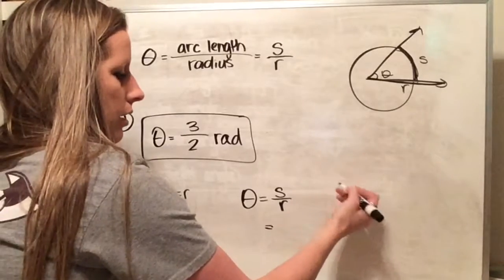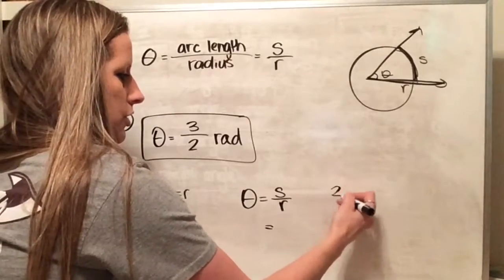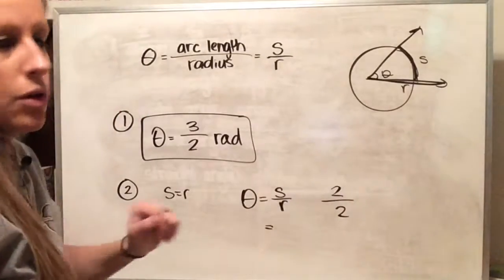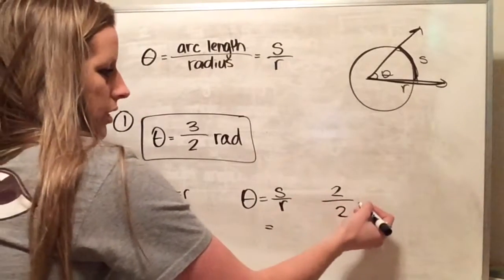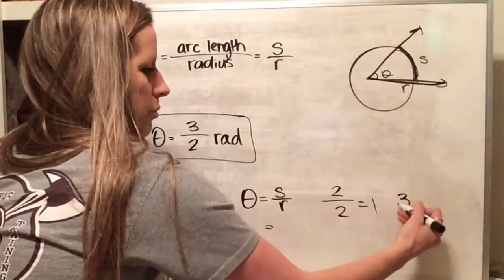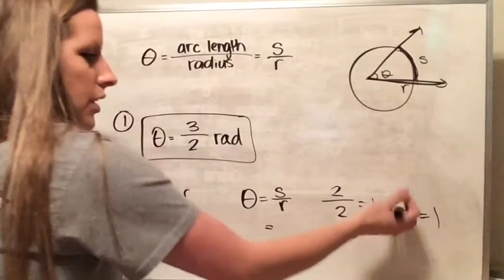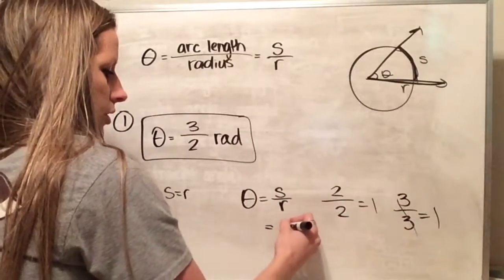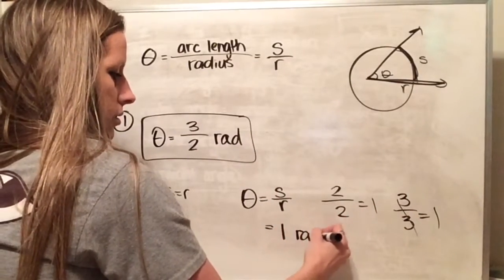If my arc length was 2 and they're equal, and so my radius is 2, what would that give you? It would give you 1. And that works for any number you pick. If they're the same number in the numerator and denominator, they'll cancel, and you have 1 radian.